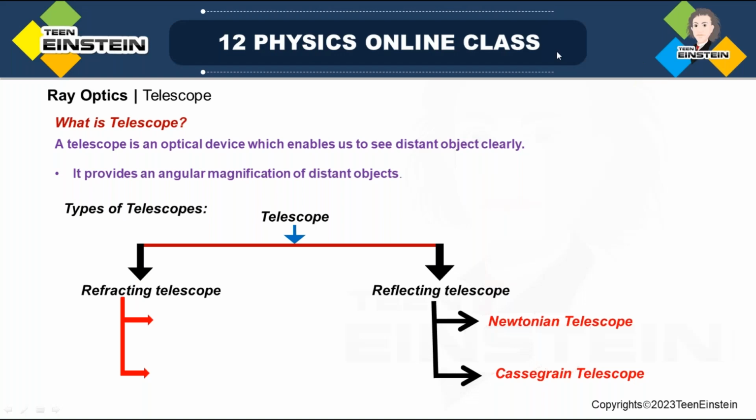Very good evening, students. We had been discussing ray optics for a long time. So today we'll complete this ray optics part, discussing reflecting telescopes. We have already learned what a telescope is. A telescope is an optical device which enables us to see distant objects clearly. It increases the angular magnification of a distant object, and that's how we can see it very clearly.